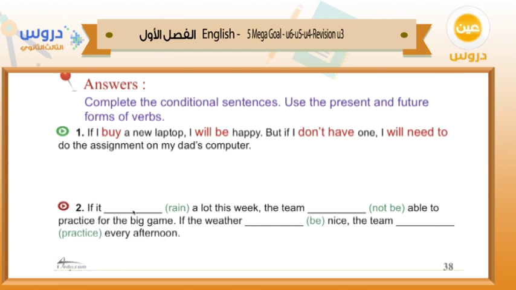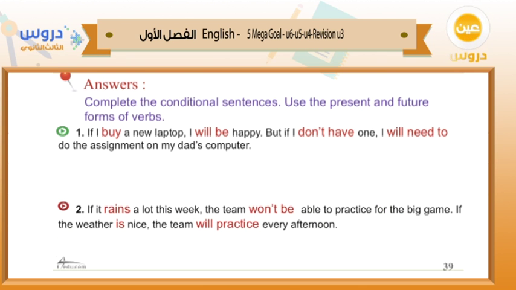Number 2, if it rained a lot this week, the team not be able to practice for the big game. Okay, so here is something that will happen in the future. So if it rains a lot this week, the team will not be able to practice for the big game. If the weather nice, the team practice every afternoon. If the weather is nice, the team will practice every afternoon.